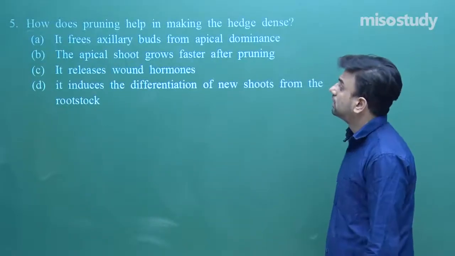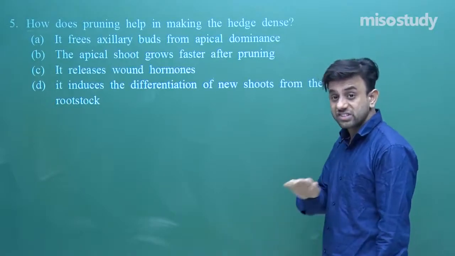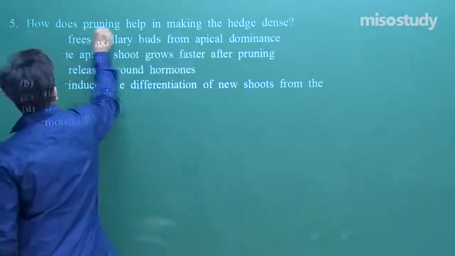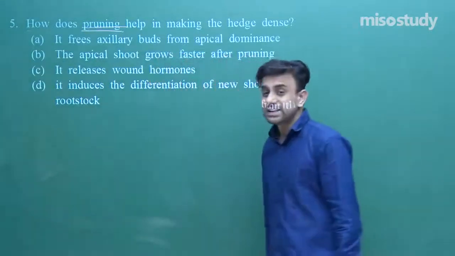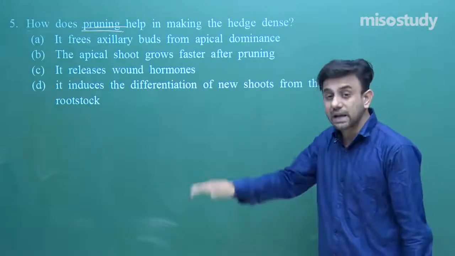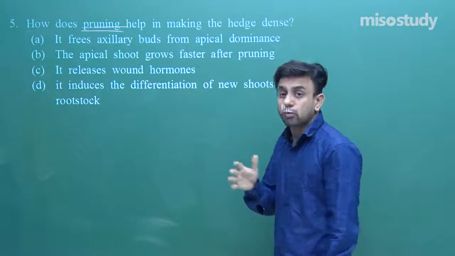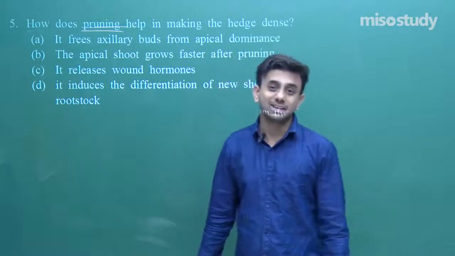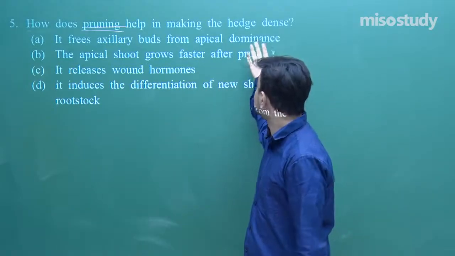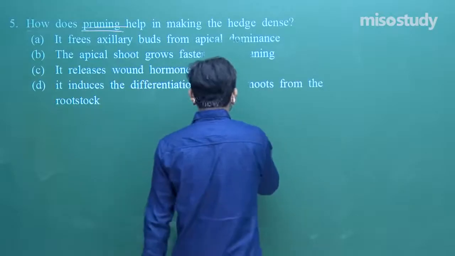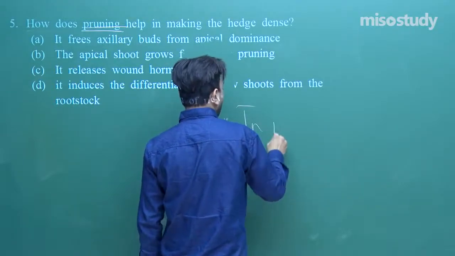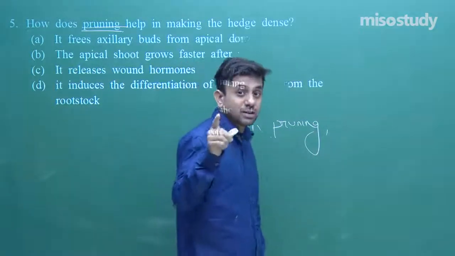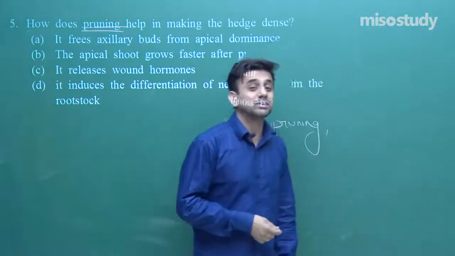That is, how does pruning help in making the hedge dense? Basically what is happening in pruning, we are cutting the apical meristem, and we are helping in the lateral growth of the plant body. Yes, and this makes the hedge denser. In pruning, the apical dominance, right, this is a very important thing to follow.